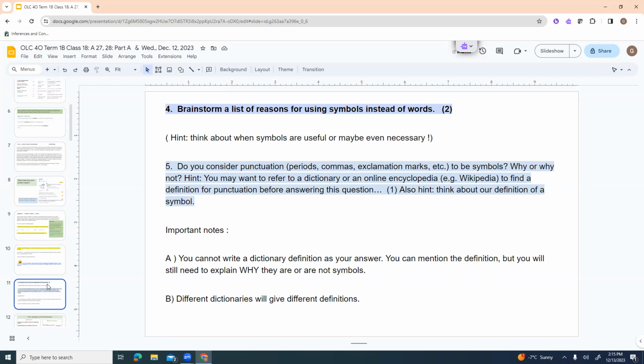And I want to make 2 really important notes here. One, you cannot write me a dictionary definition as your answer. You can mention the definition if you want, but you will still need to explain why they are or are not symbols. Two, different dictionaries will give you different definitions. So we might not all have the exact same answer, and that's fine as long as you can explain why. Tell me why you think it's a symbol or why you don't. If it's reasonable, I will be perfectly happy with it.